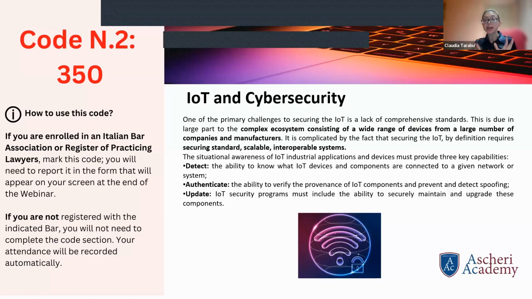But anyway, whatever the ecosystem used, whatever the devices or the companies or the manufacturers, we can say that IoT industrial applications and devices must provide at least three key capabilities. The first capability is to detect, so the ability to know what IoT devices and components are connected to a given network of systems. The second capability is to authenticate, so the ability to verify the correct provenance of IoT components and also to prevent and detect spoofing.